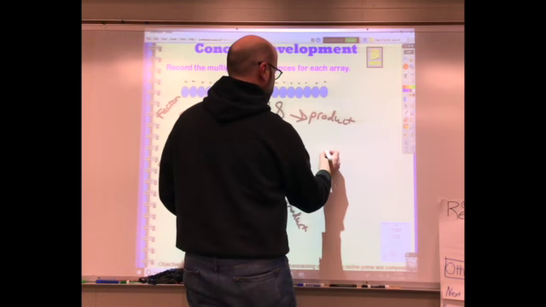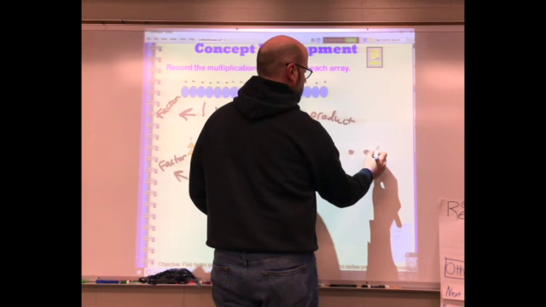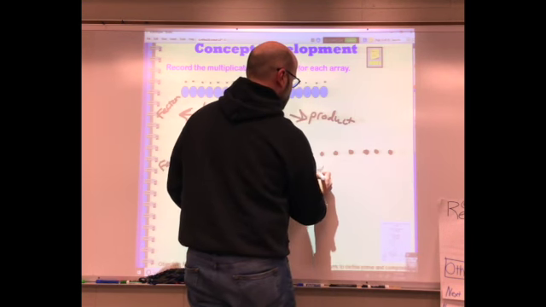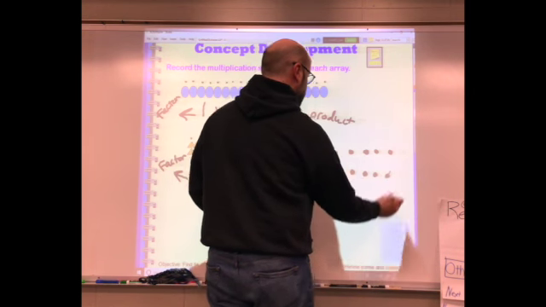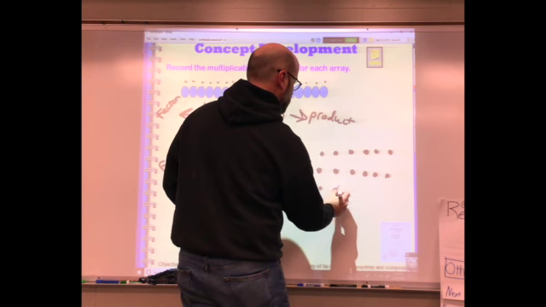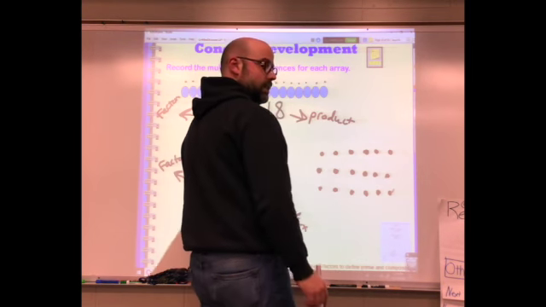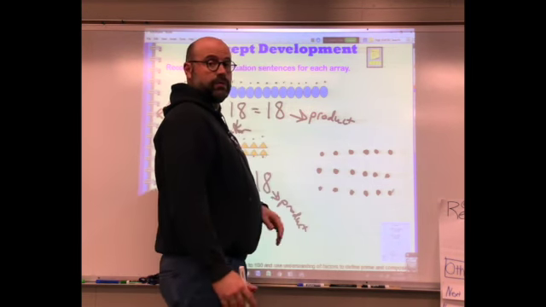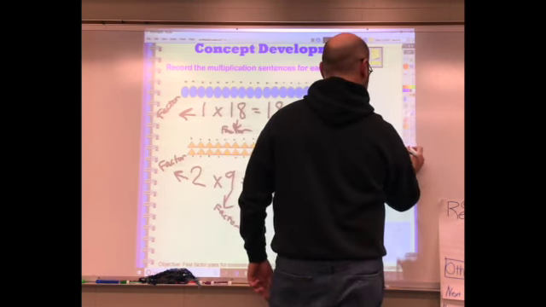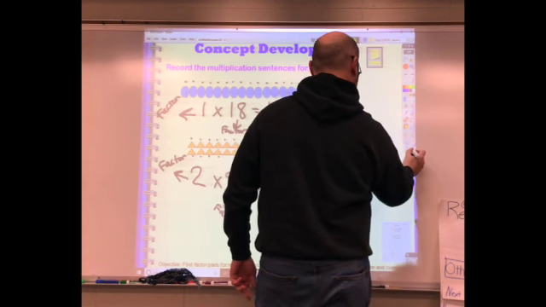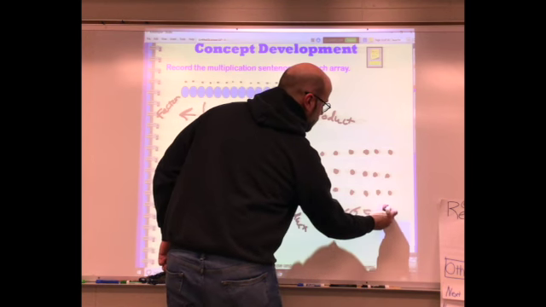What if I did this? 1, 2, 3, 4, 5, 6. 1, 2, 3, 4, 5, 6. 1, 2, 3, 4, 5, 6. I just put 18 dots there and I arranged them in what? 3 rows of 6. So that would mean that 3 times 6 equals 18.